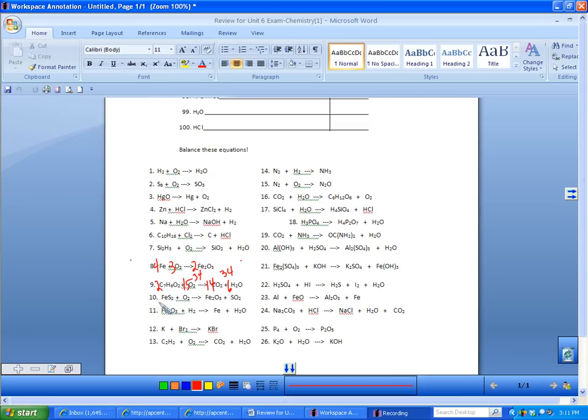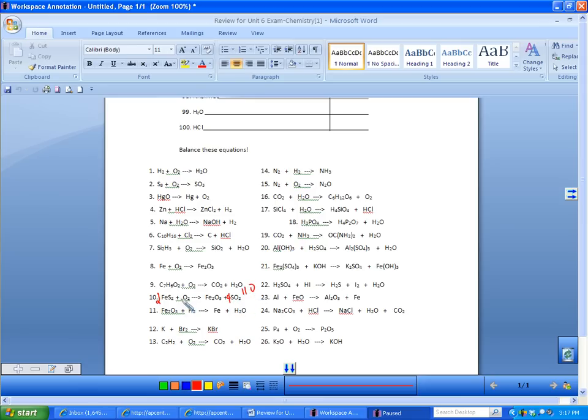Okay, I'm going to go on to number 10. FeS2 plus O2 gives me Fe2O3 plus SO2. I have 2 irons here, 2 there. 4 sulfurs, 4 sulfurs. 2 oxygens, then I have 3 and 8 more is 11 oxygens.